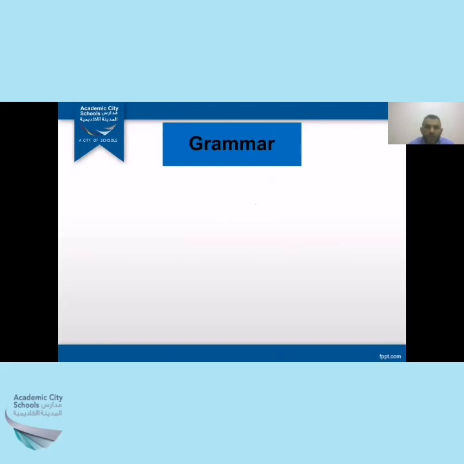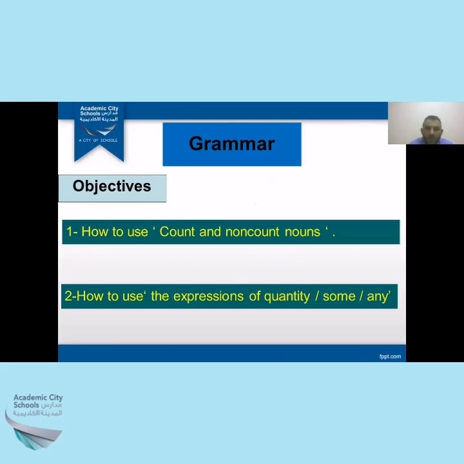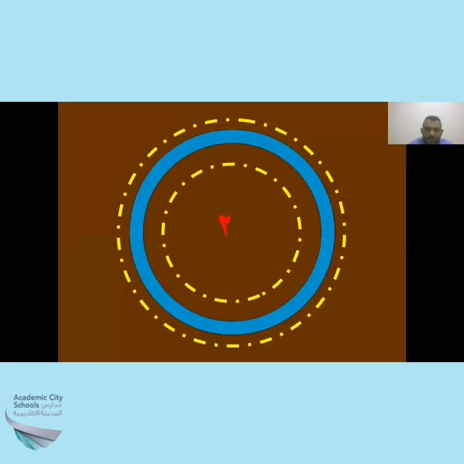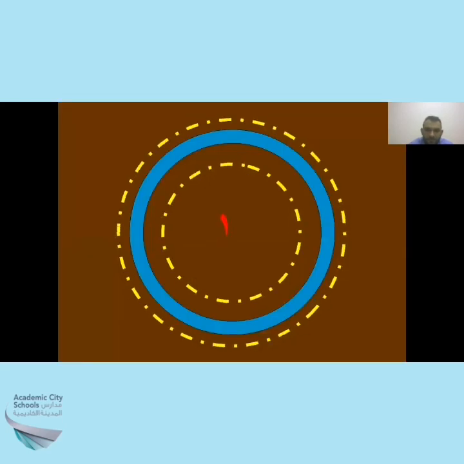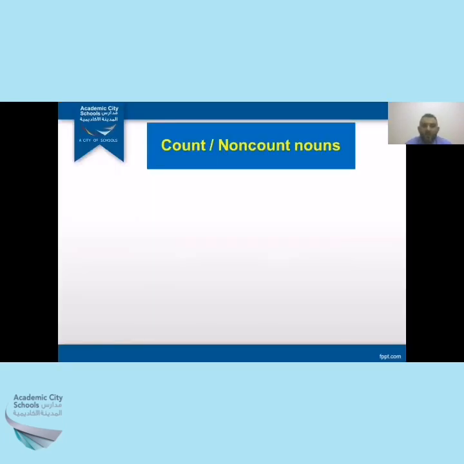Today we are going to talk about grammar. Our objectives today are: number one, how to use count and non-count nouns. Number two, how to use the expressions of quantity, some, and any. Let's start, please. Count and non-count nouns.